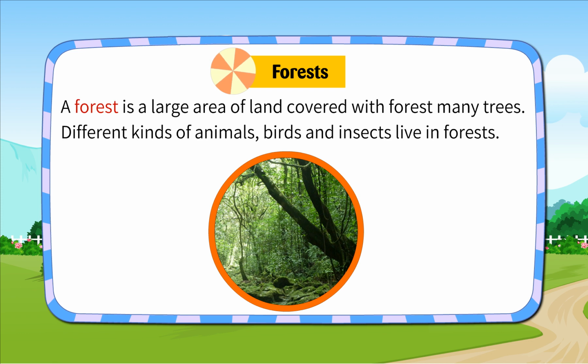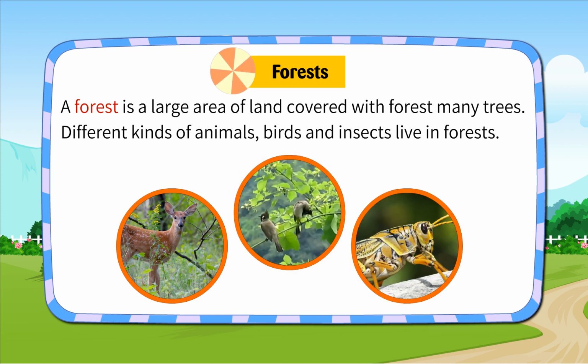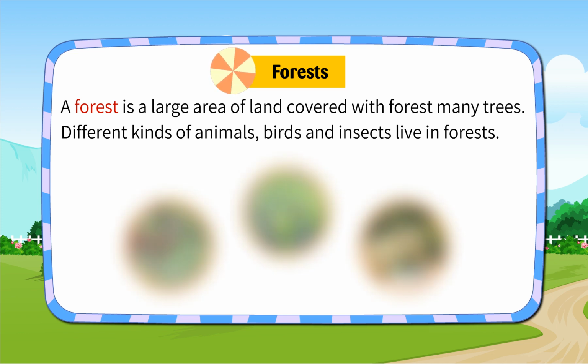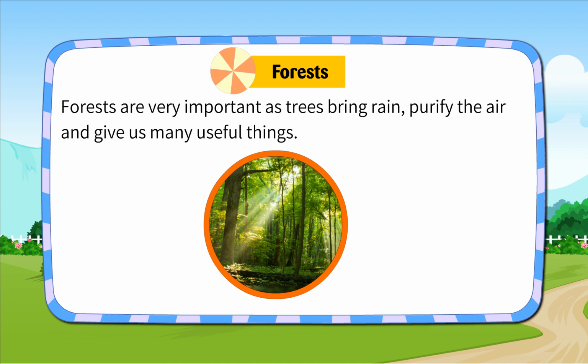Forest. A forest is a large area of land covered with many trees. Different kinds of animals, birds and insects live in forest. Forests are very important as trees bring rain, purify the air and give us many useful things.